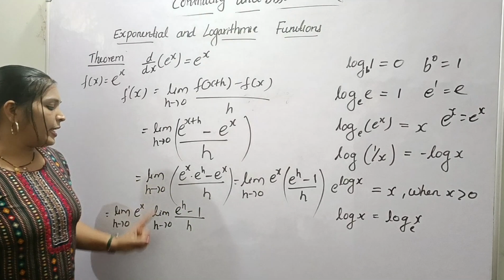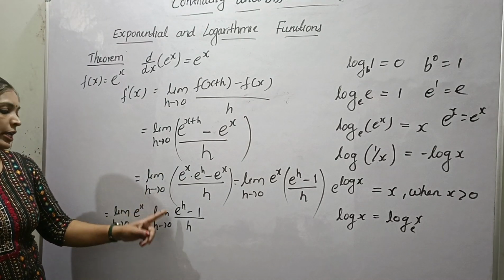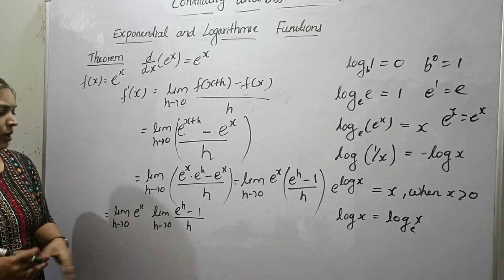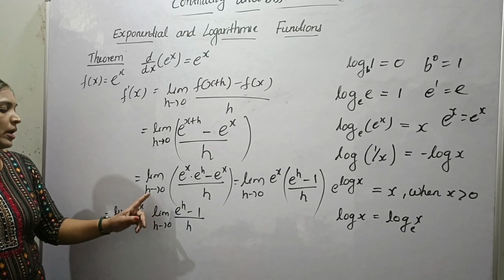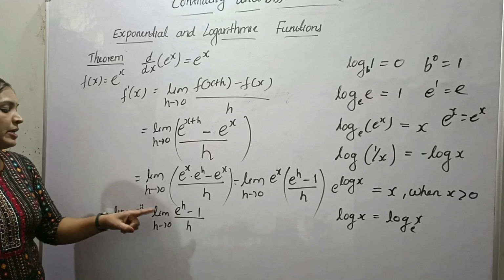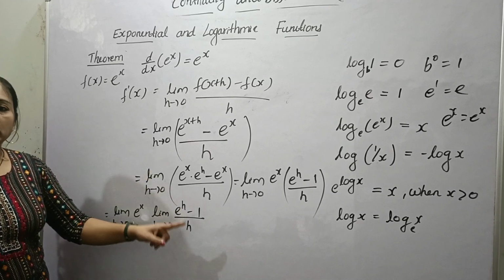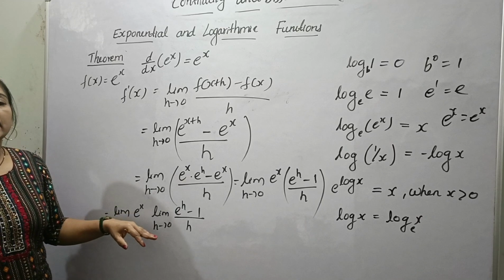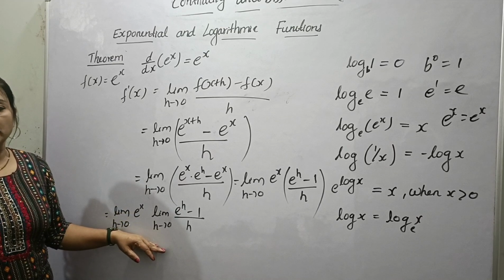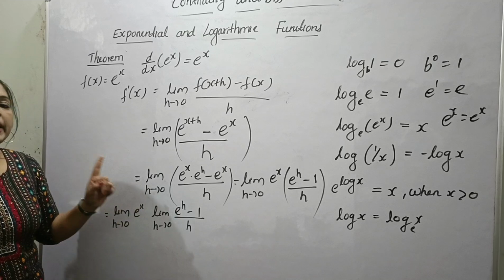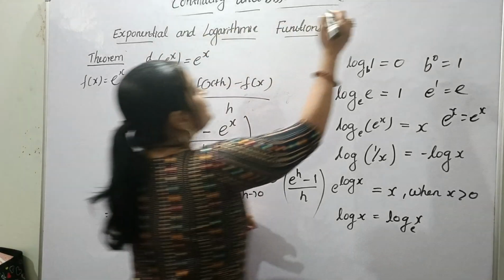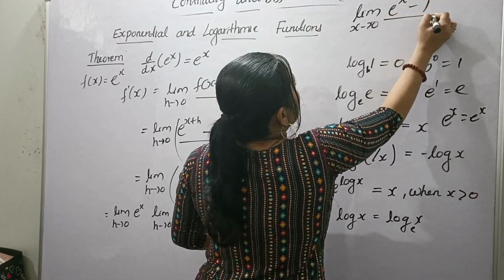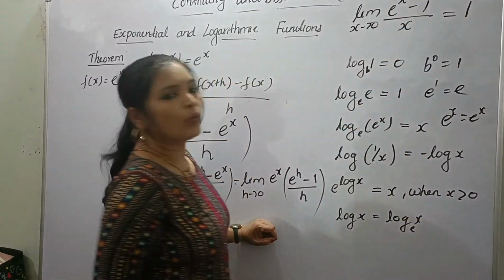That is, limit h tends to 0 of e raised to h minus 1 divided by h. We have studied this for h tends to 0 or x tends to 0. Yes, limit x tends to 0 of e raised to x minus 1 divided by x is nothing but 1. We have already studied this in the limits chapter in class 11. I will write here: limit x tends to 0 of e raised to x minus 1 divided by x is equal to 1.